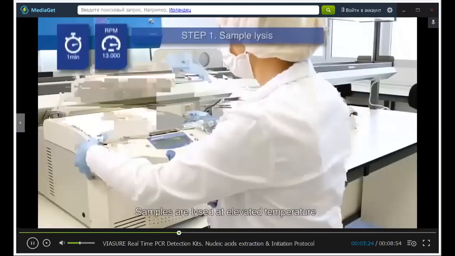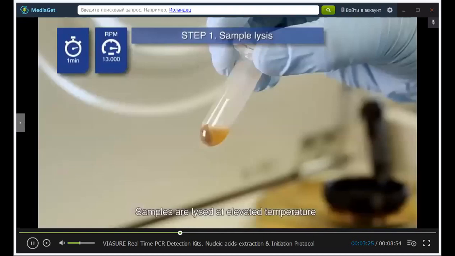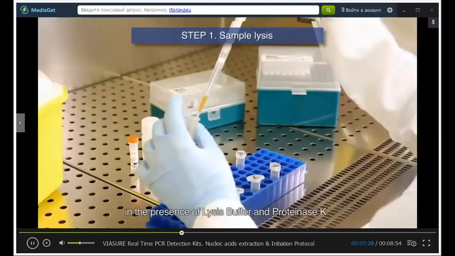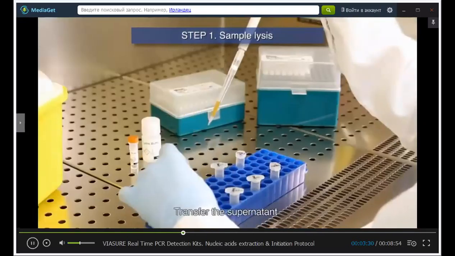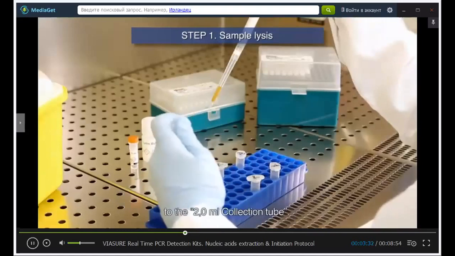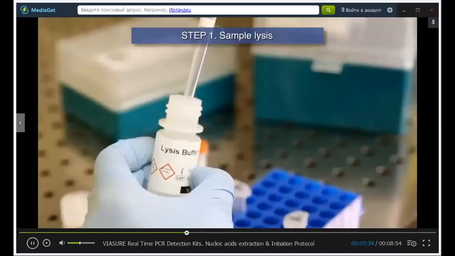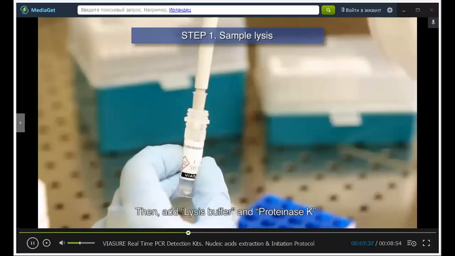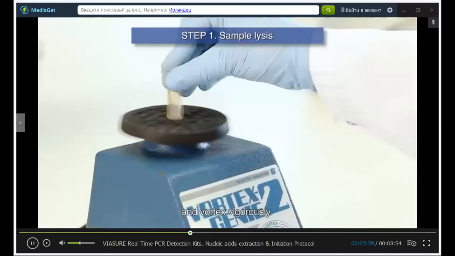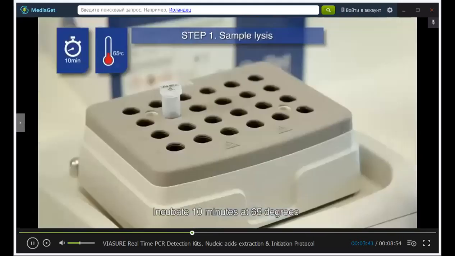Samples are lysed at elevated temperature in the presence of lysis buffer and proteinase K. Transfer the supernatant to the 2.0 milliliter collection tube. Then add lysis buffer and proteinase K and vortex vigorously. Incubate 10 minutes at 65 degrees and then 10 minutes at 95 degrees.